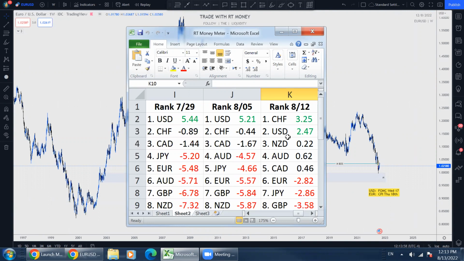Because it's in a pullback. It's in a retracement. That's all. It's very strong. It's still ranked number two, one of the strongest of the currencies, and I still say the strongest. All right, and you'll see why in a minute.